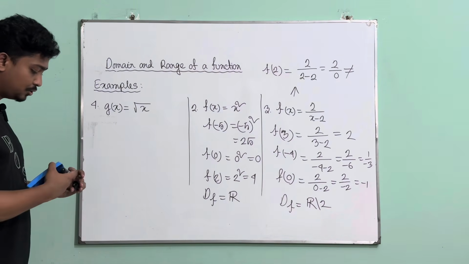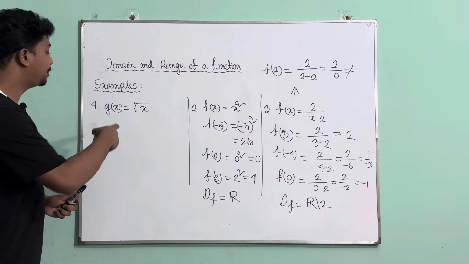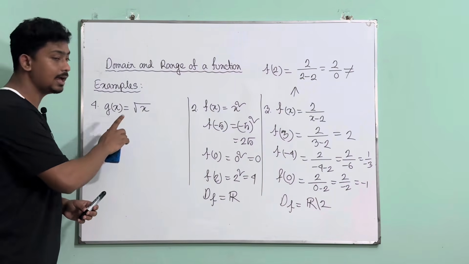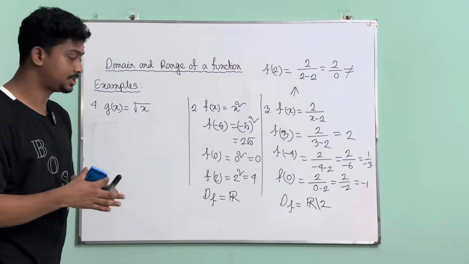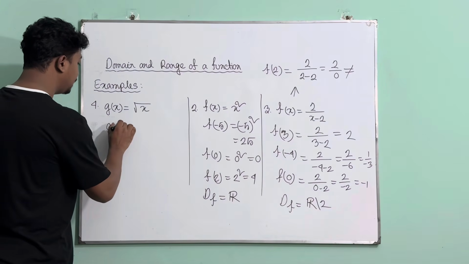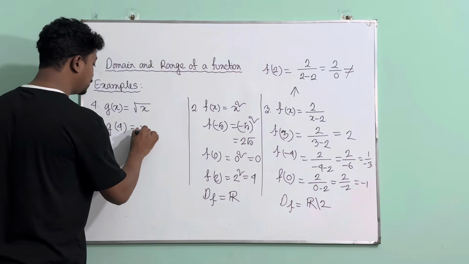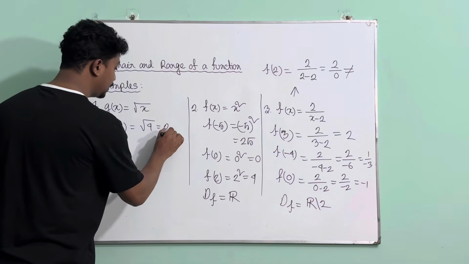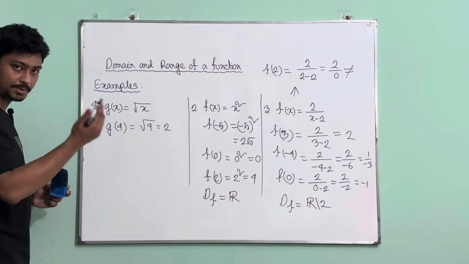Now we have another function, root over x. We are going to input things, and remember, we need a logical output. That is mathematically correct. Now if I put g of a positive number, let's say 4, I do get an output. Root over 4 equals 2. So obviously this 4 is part of the domain.